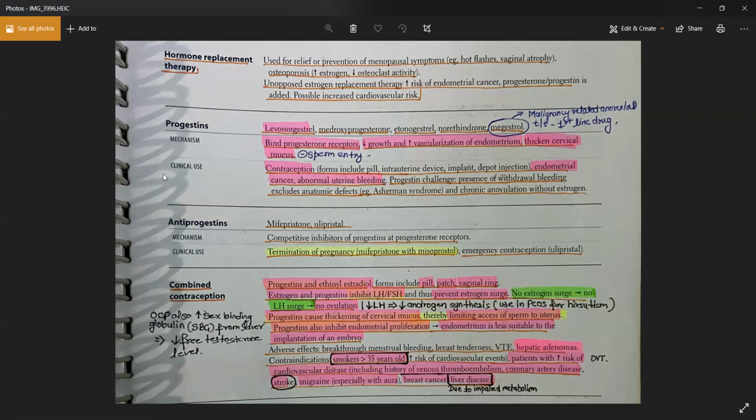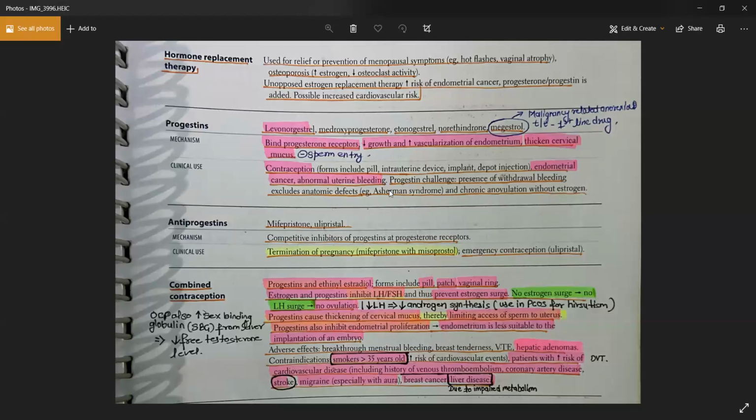So they will be used as a method of contraception in the OCPs. They will be used to prevent endometrial cancers and abnormal uterine bleedings. Okay. Progestin challenge. You remember this challenge? I told you about Asherman syndrome, right? If you have anatomical damage, you won't have any withdrawal bleeding. But if everything is normal, the HPO axis is normal, the anatomical barrier is not there, then you will have a normal withdrawal bleeding, right? So a progestin challenge can also be given to the patient.